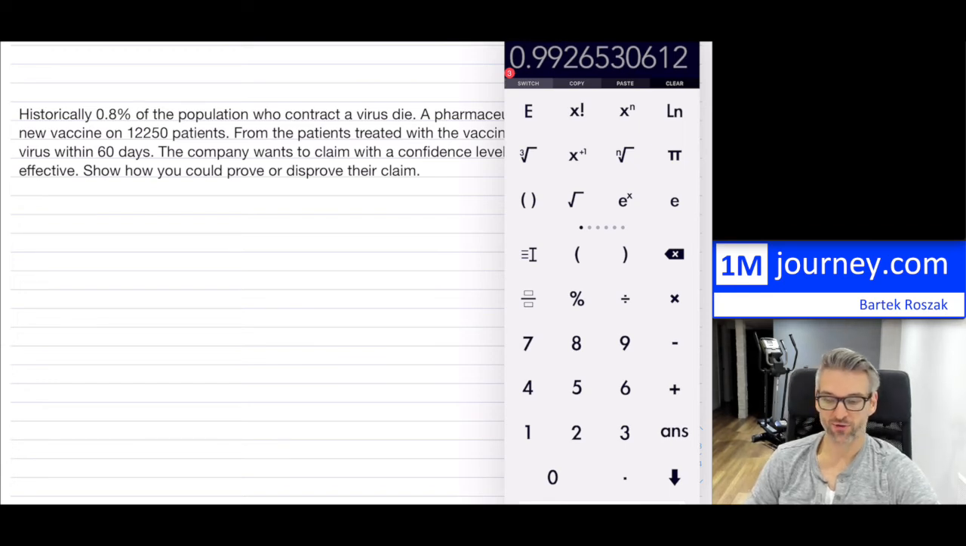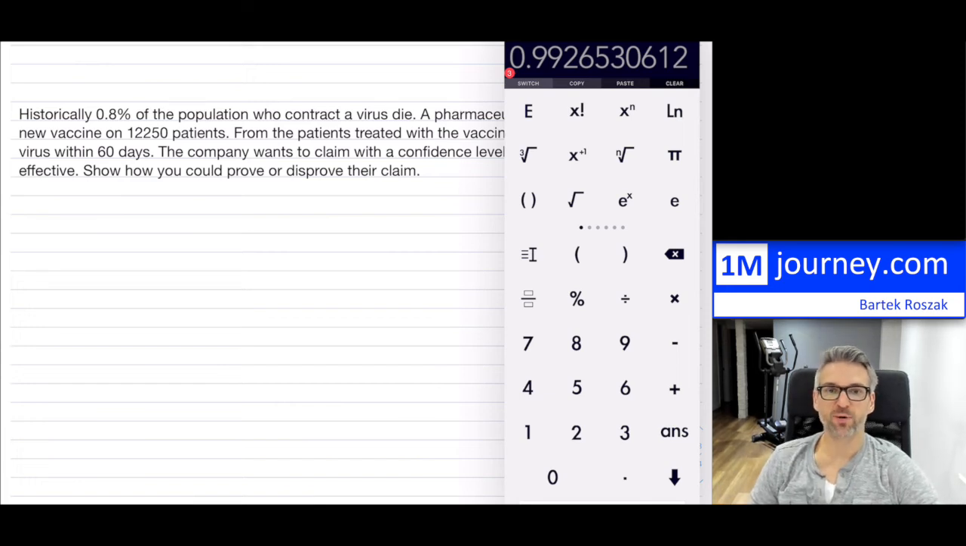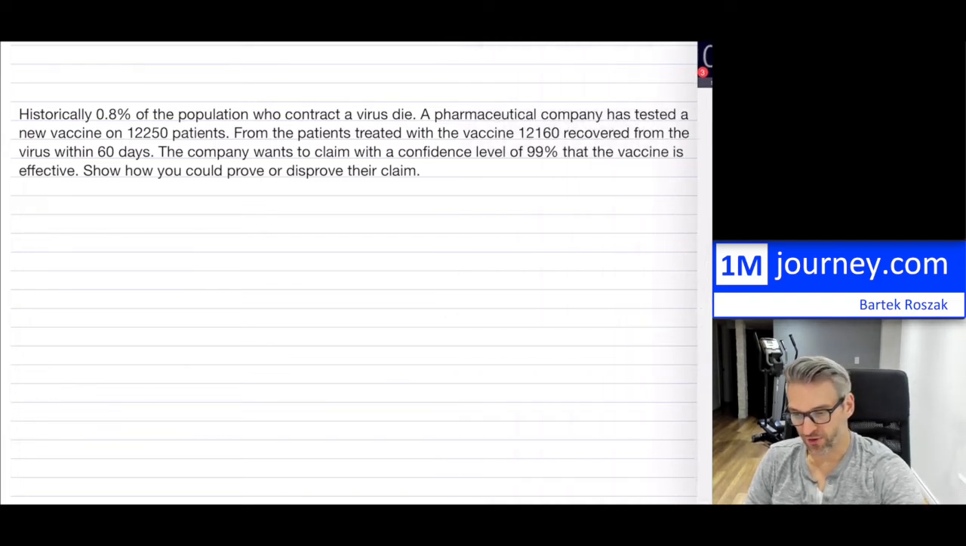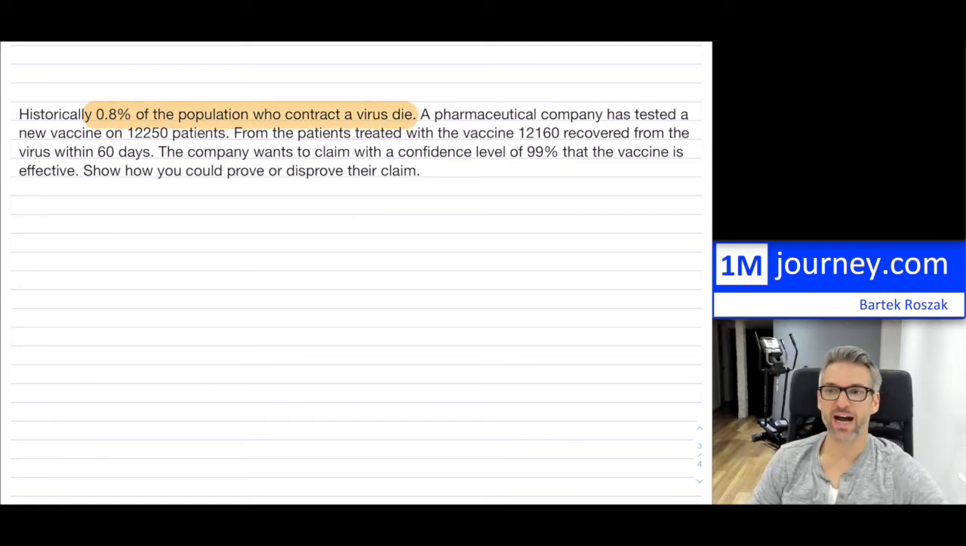So look at that. The company can put up blaring headlines and say 99.3% effective. And then people will be going, oh my gosh, this is an amazing vaccine. But what they're forgetting is, hey, wait a minute. Without the vaccine at all, you still have only 0.8% of the population that actually die. So what that is telling you is that, in general, 99.2% actually just recovers. So, is the vaccine really that good?